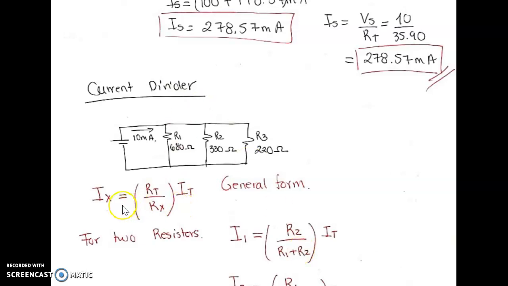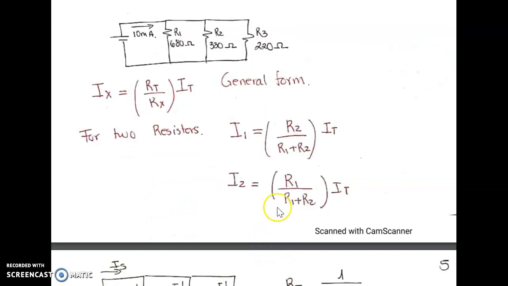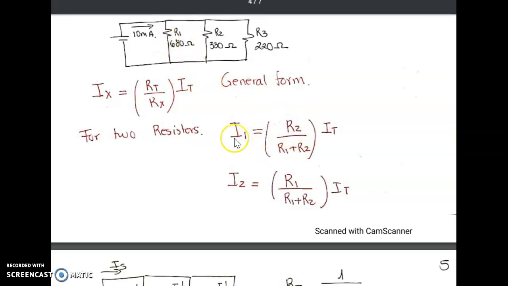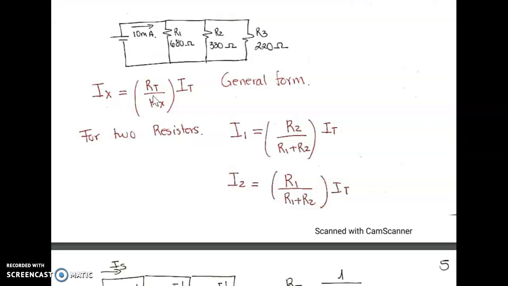There is the general form, where we can find any current in any branch of the circuit once we have the total resistance of the circuit and the I total. Or there is a special format where we have only two different branches, two resistors that will only give us I1 and I2. This is useful because we don't have to calculate the R total, which we know is very complicated to calculate.